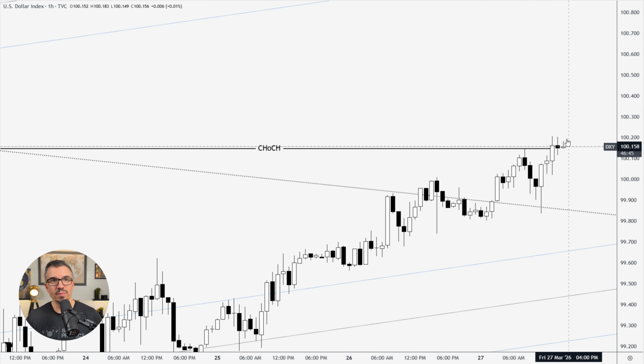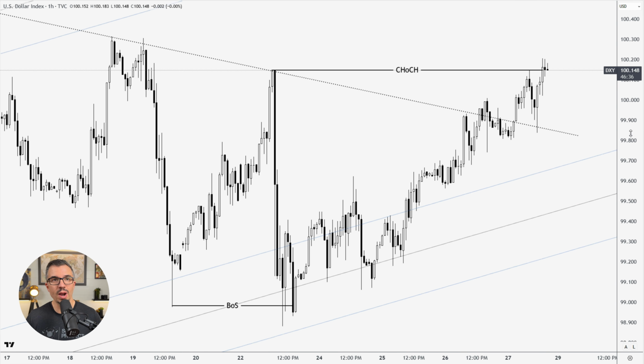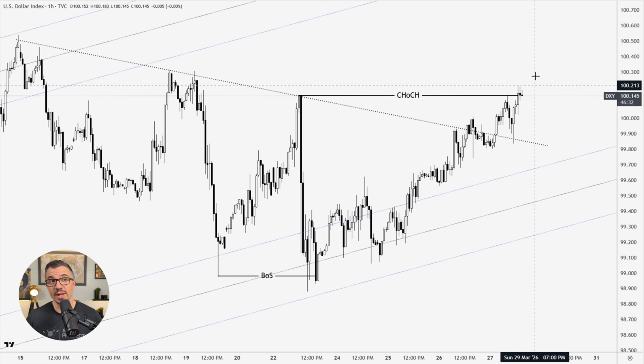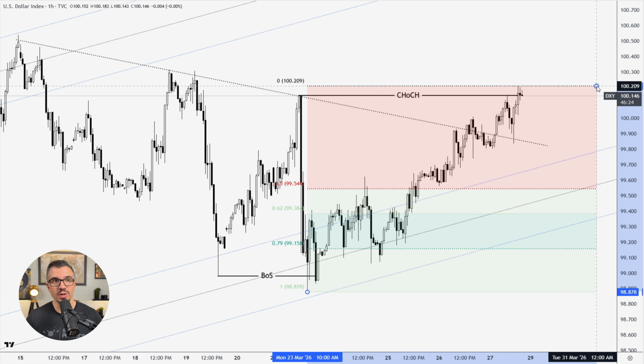I would like to see something a little bit more convincing, either later on Friday or maybe on Monday, to give us that full change of character up here. What I'm basically looking for now is if this is going to hold up for next week and we get something more convincing up here, then if this is going to be the top, the external high, what I'm looking for is a push down here into discount.